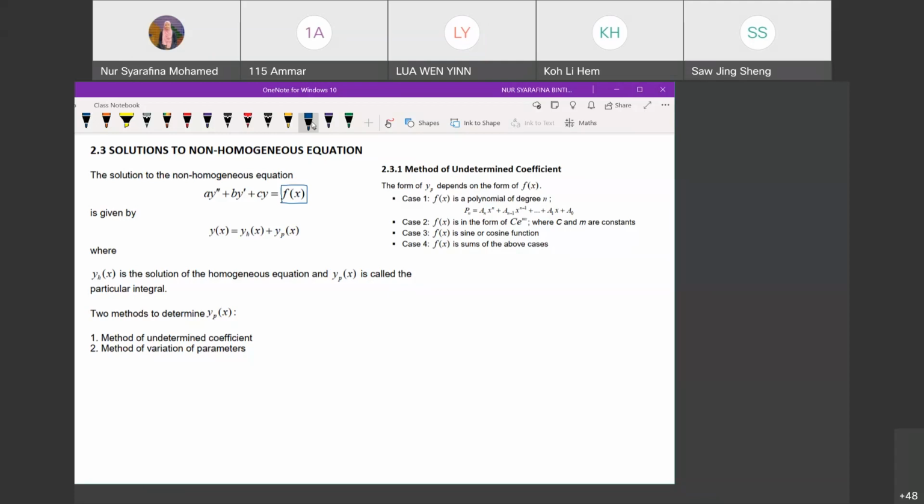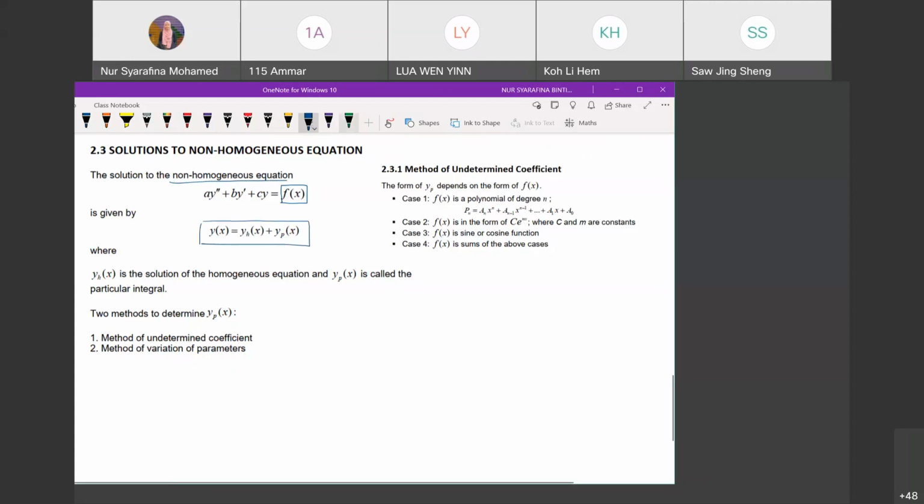Okay, for the left-hand side part. Now what if in your right-hand side part, you have another function, you have f(x). So you need to consider the solution for the right-hand side part, right? So how? Okay, that's why we call it non-homogeneous. We are going to consider both sides of the equation, left and right. Okay, so in solving this non-homogeneous equation, the solution is given by y(x) equals yh plus yp.